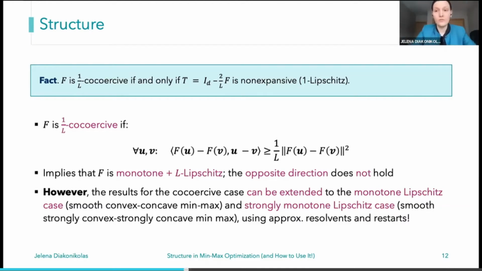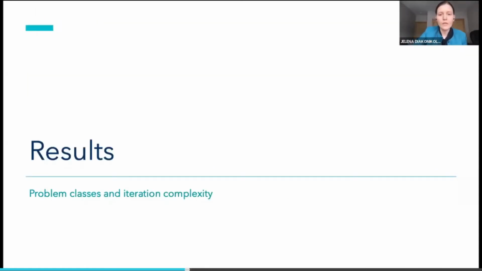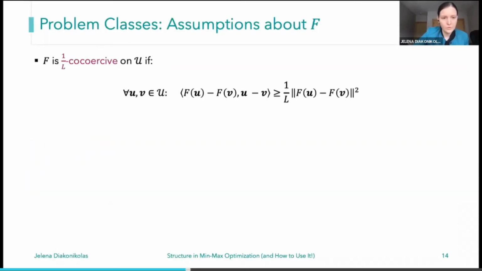So let me tell you what kind of results we can get, and then I'll tell you a little bit more about the algorithm and the ideas. First of all, the problem classes that I have looked into are determined by the assumptions I make about this F. The first problem class is when F is cocoercive, and it's this assumption. So if it was just monotone, you would have 0 here. So we're assuming something more. It implies that this is Lipschitz. You can take just Cauchy-Schwarz on the left-hand side. And the norms for this part are just Euclidean norms.